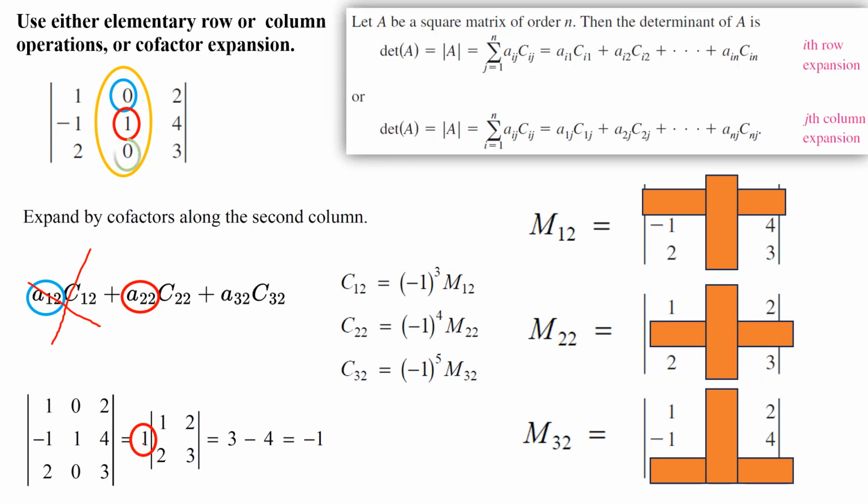And finally, the last entry is equal to 0. A sub 3 and 2 is equal to 0. So you don't even have to calculate this. That's how you end up with 1 times the determinant of this matrix, 1 times 3 minus 2 times 2, which is 4. And this is the determinant of this matrix by expanding along a column, everyone.